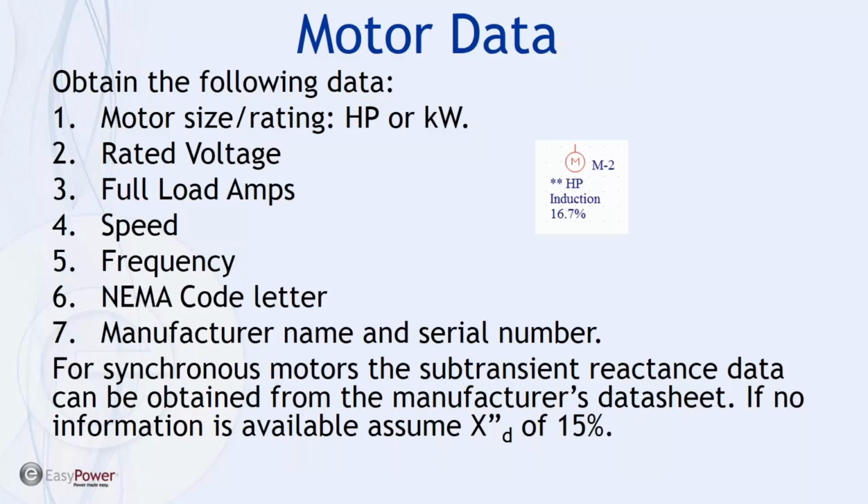Motor data. The requirement for using the IEEE model is to evaluate the system both with and without motor contribution. It turns out when we have a fault, as the motors wind down, the field collapses and actually contributes current to that fault location. And so the size, especially motors over 50 horsepower, can be a significant contributor to any kind of fault current. So it's important to record the size, the voltage, the load amps, the speed, the frequency, the NEMA code letter, and the manufacturer's name and serial number.